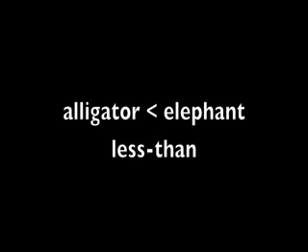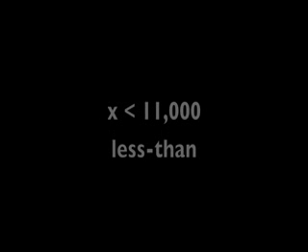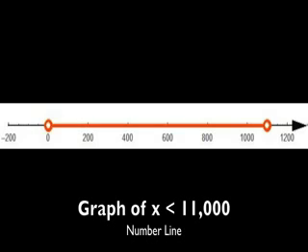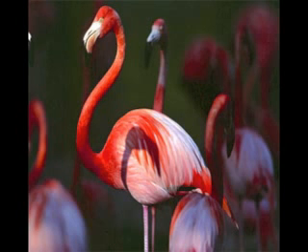He knew that he was smaller than the elephant. In math, the inequality might be written like this: alligator is less than elephant. If we used x to represent the weight of the alligator and the elephant weighs 11,000 pounds, the inequality would look like this: x is less than 11,000 pounds. Here is what the graph on a number line would look like. The graph starts at 0 because the alligator cannot weigh less than 0 pounds.